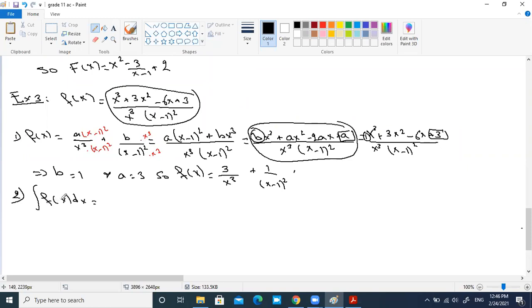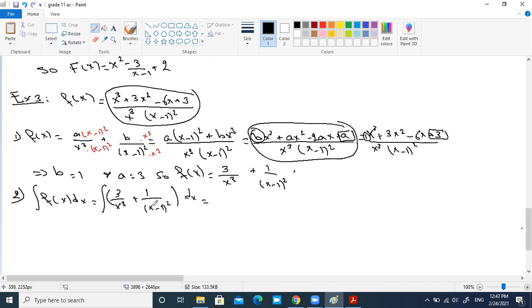So the integral of f of x, of course I'm not going to use this one, I have to use this one. Especially since it says deduce, you have to use the previous part. So it is the integral of 3 over x power 3 plus 1 over x minus 1 squared dx.